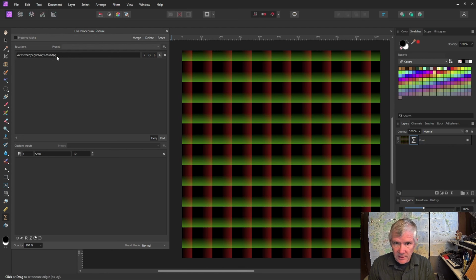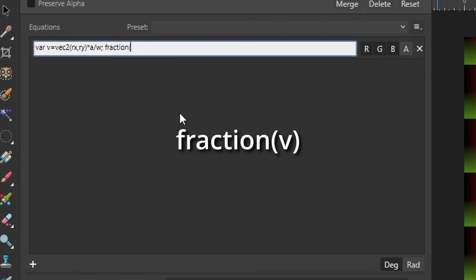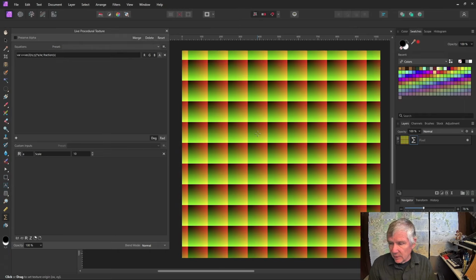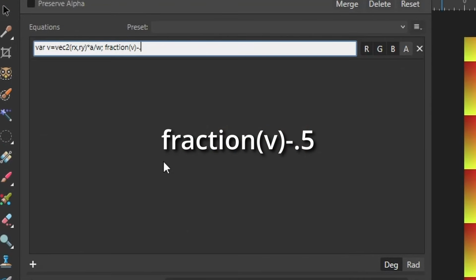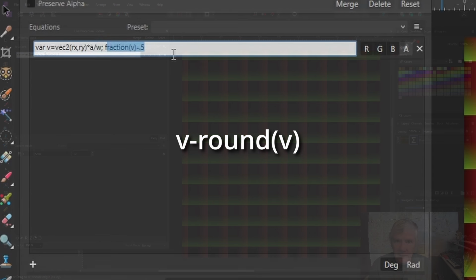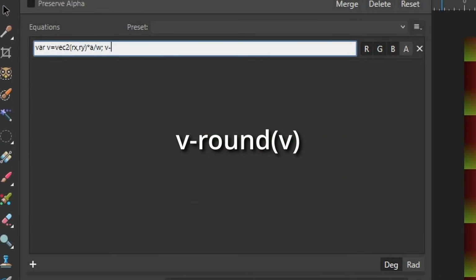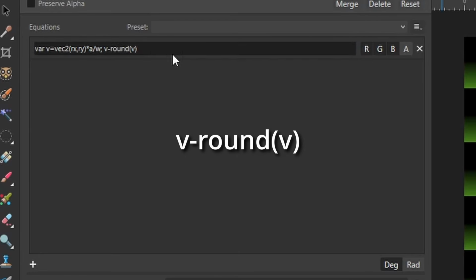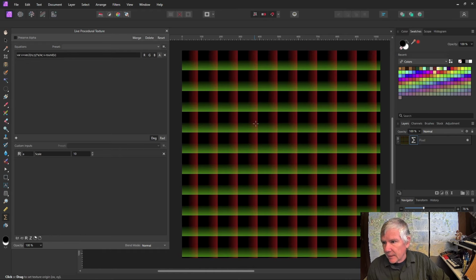So usually when I'm doing fraction, I have to subtract 0.5 to get it to do that. So if I take fraction of V, the origin is over here in the corner, the upper left corner, and I need to move that to the center. So I usually subtract off 0.5 and it comes to the center. But if I take and do instead V minus round of V, I get the origin in the center.